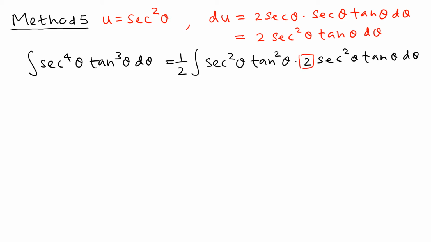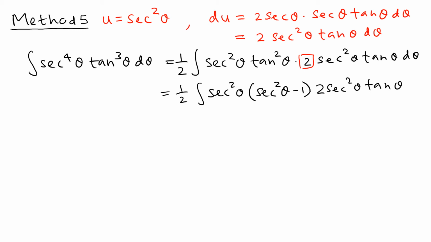Good. Now what we can do, we can keep the derivative, but the rest of the integral we can write using secant. That means we can write this one as secant squared theta, this tan squared we can write as secant squared theta minus 1, and the rest we can leave as 2 secant squared theta tan theta d theta. Now we can substitute.